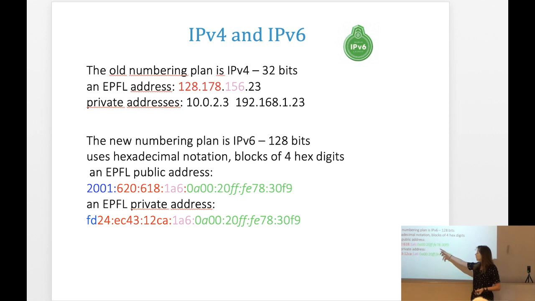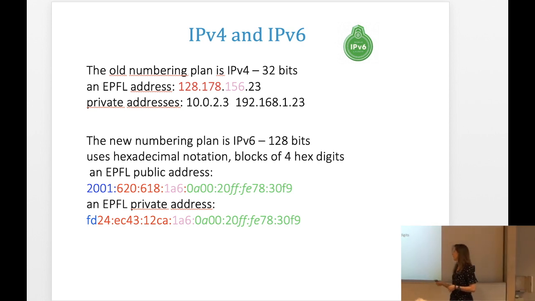The prefix of this address is 2001 because it was standardized in 2001. 620, 618 corresponds to EPFL. So if you're somewhere in the world and you see 2001, 620, 618, it means that you have the IP address of someone who is at EPFL. 1A6 is a subprefix which shows where in EPFL this computer might be. And then the rest is more stuff.